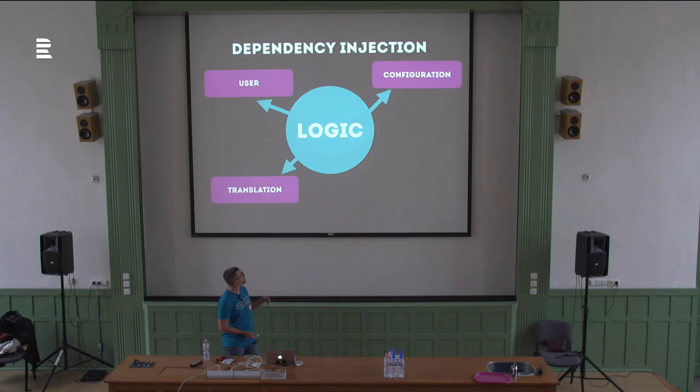Instead of doing these calls to different systems, what we do is that in our components, we get these external services, these external objects that allow us to ask the system about your users, your configuration, or your translation. And instead of having to call someone else, you get these objects and you can actually call them on your own context. And this allows us to swap the different services.